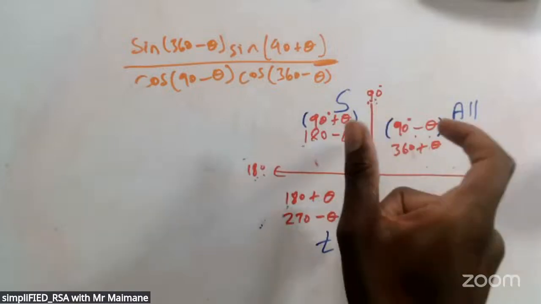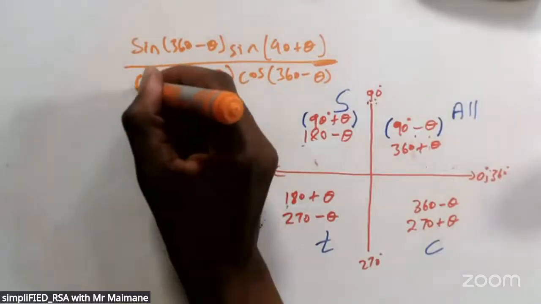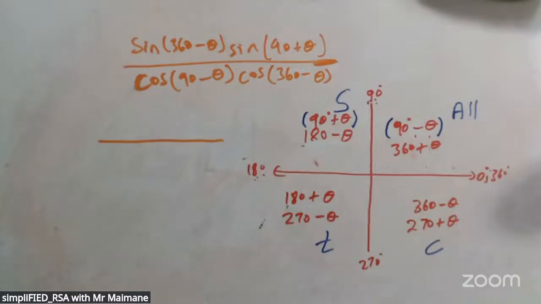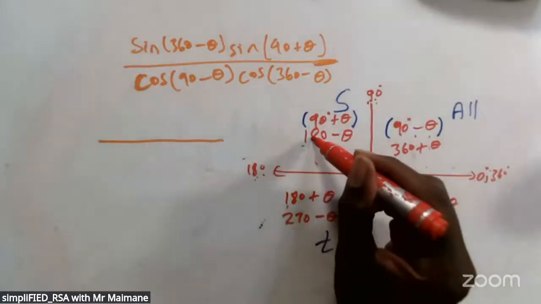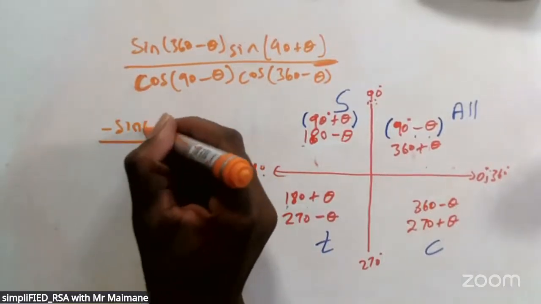So for the 90, let's leave it like that. For the 270, it applies more or less a similar theory, but we're still going to come to it. One step at a time. For this, I want you to go one at a time. 360 minus theta, what quadrant is that? Quadrant 4. And what would be the outcome of the sine of 360 minus theta? Sine would be negative, so it would be negative sine theta.